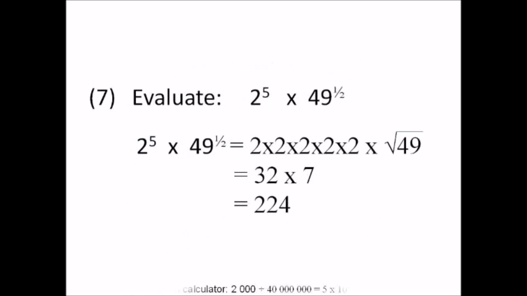Number 7. The answer is 224. 2 to the power of 5 is 32. And 49 to the half is the square root of 49, which is 7. 7 times 32, 224. That was straightforward. You should have gotten that one correct, once you know your exponents. And once it's a fraction, it is either a square root or a root.